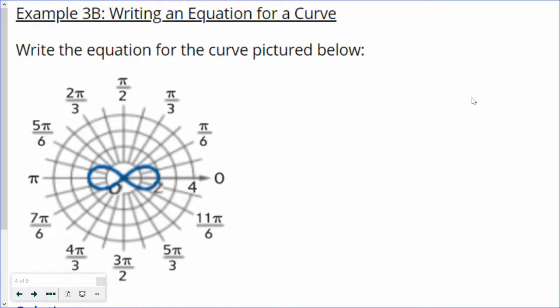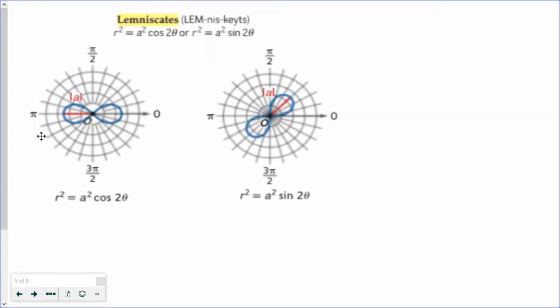Last example is how do we write an equation for a curve? So the first step is we have a curve here, and we want to write the equation. We have to first identify which type of polar equation, or conic, this is. I already selected this one. It looks like the infinity symbol, which is a lemniscate.